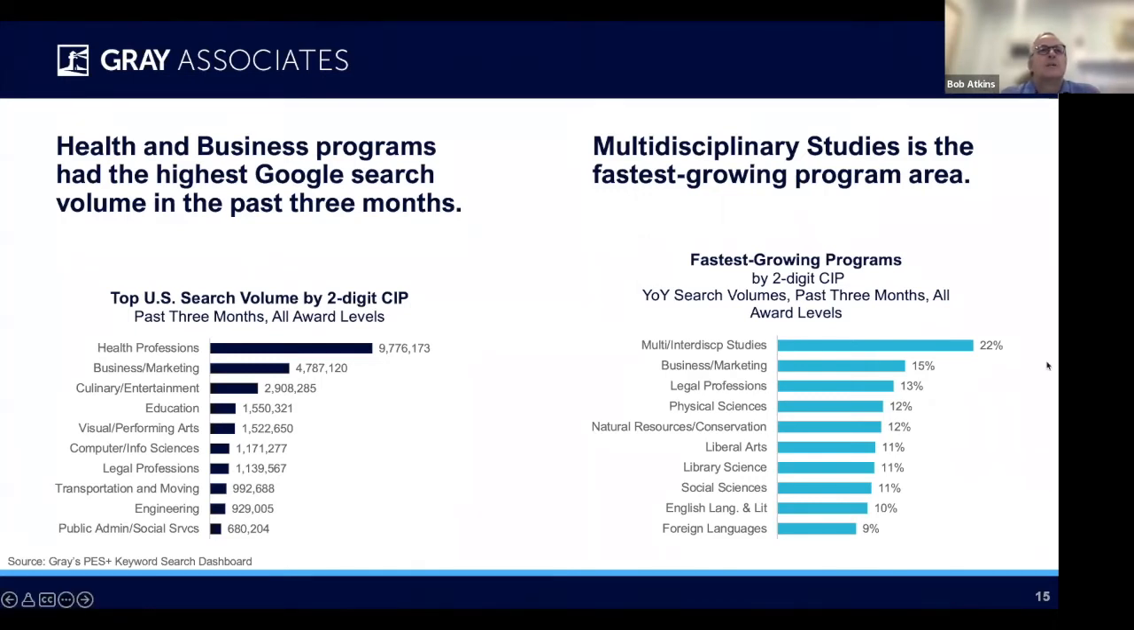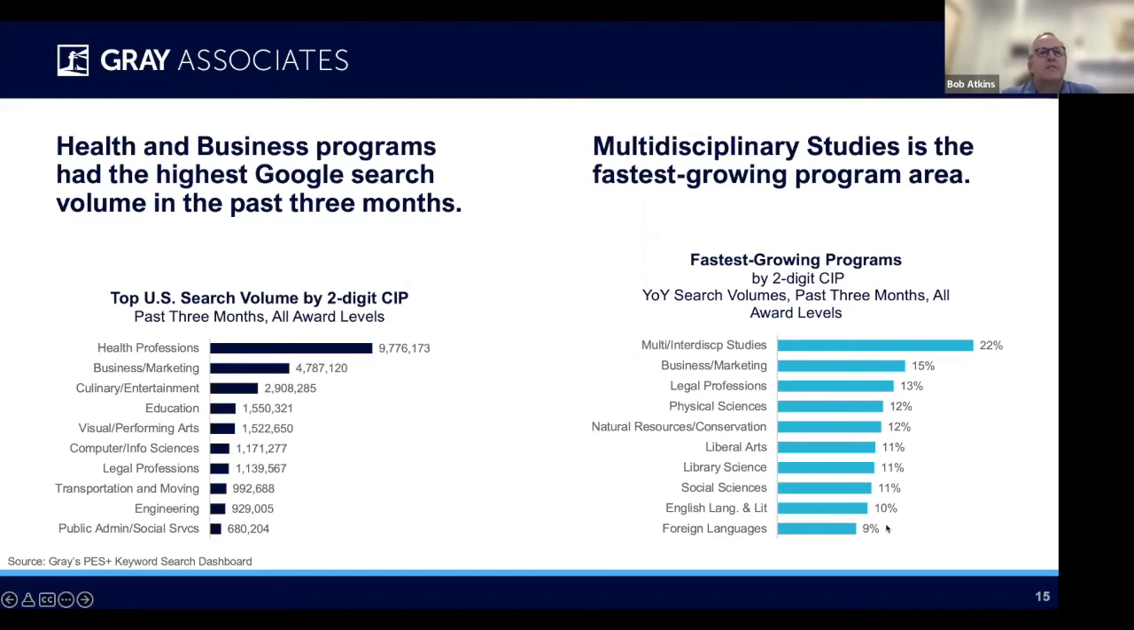And we see multi-interdisciplinary studies up 22%, business up 15, legal up 13, physical sciences up 12, and you can read down the chart. Liberal arts is still pulling its weight and actually growing. And I'll pick out English language and literature, up 10%.